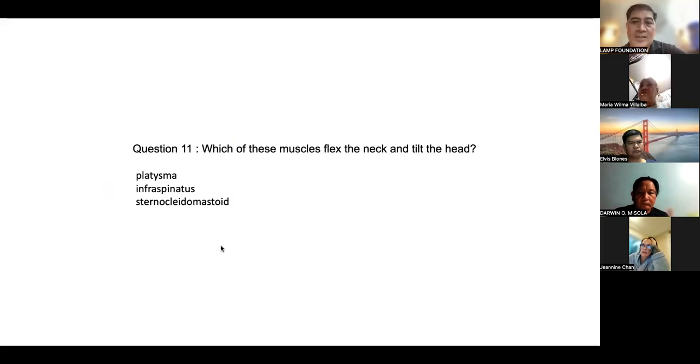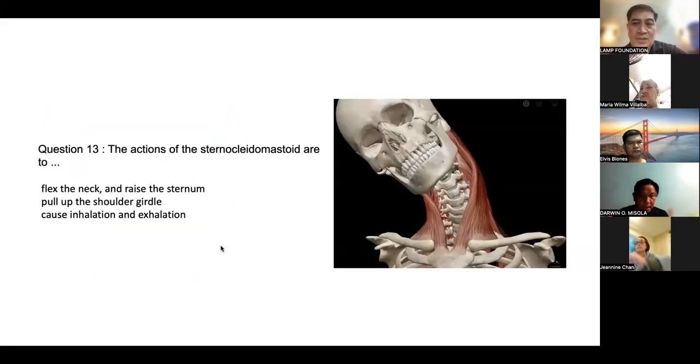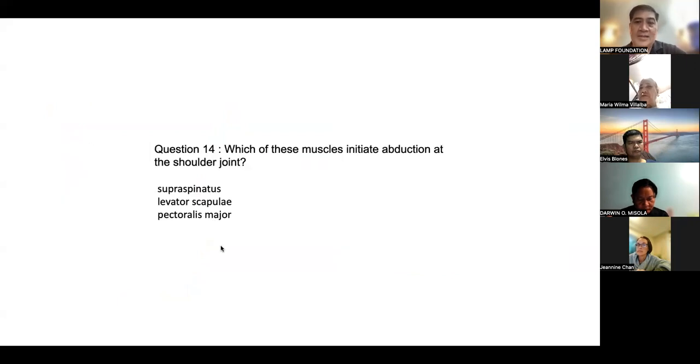Which of these muscles flex the neck and tilt the head? Sternocleidomastoid. The action of the transversus abdominis is to flex the vertebral column. True or false? False. Okay. The actions of the sternocleidomastoid are to flex the neck and raise the sternum. Kaya tinawag na sternocleidomastoid.